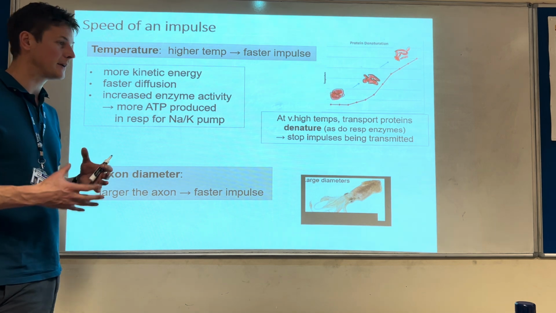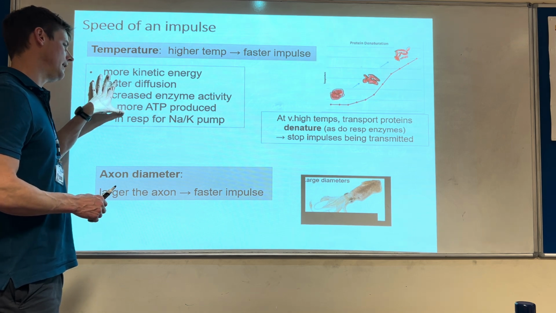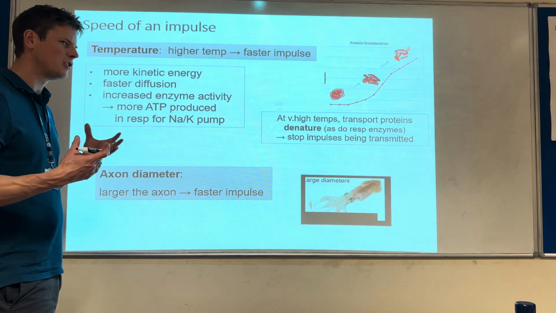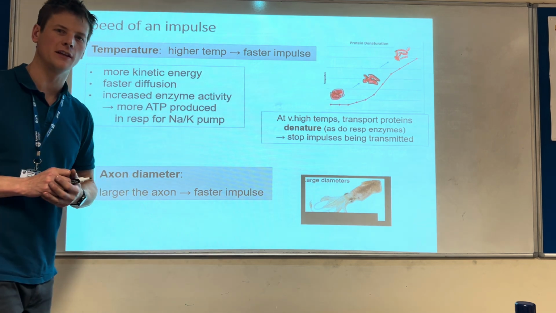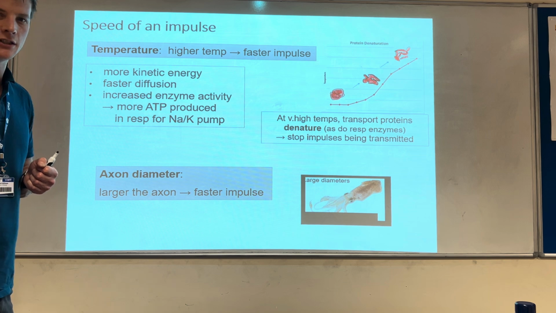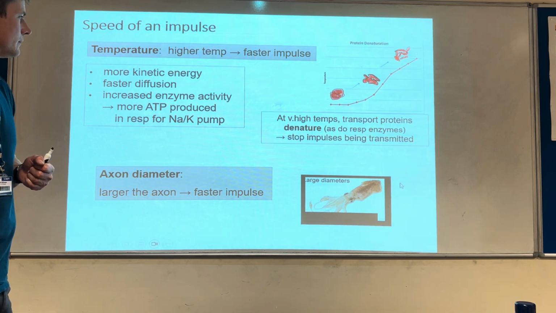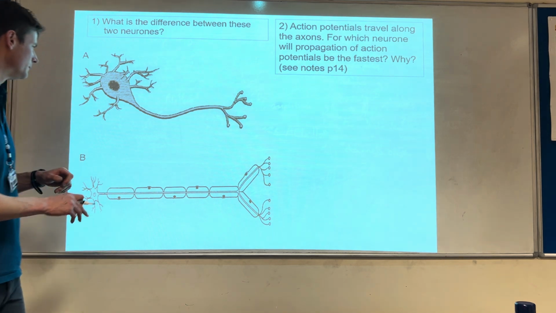Now, you don't need to be able to explain why to the same level of detail, but I think it's due to less resistance of those ions travelling down through the axon and stimulating the adjoining regions that we mentioned earlier. I'll come back to another question on that. Right, this is a really important one.